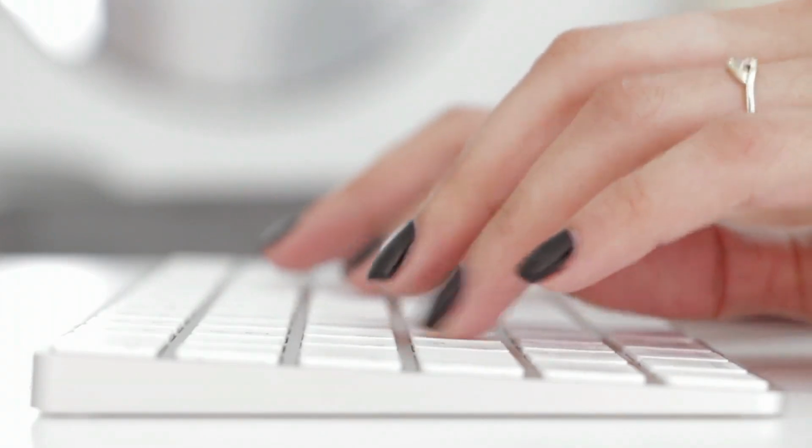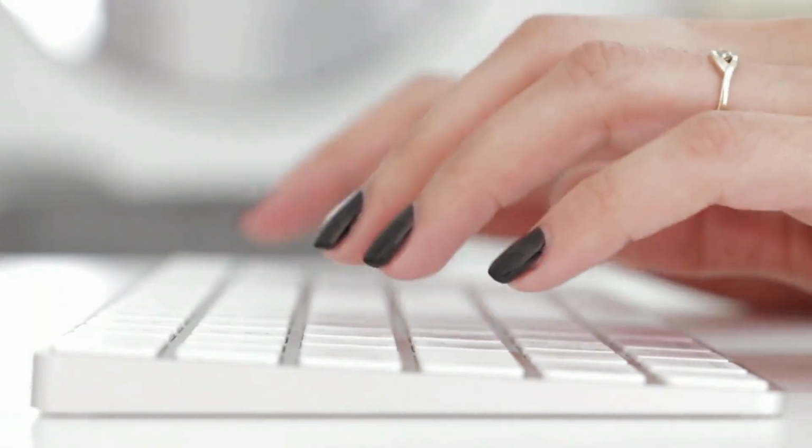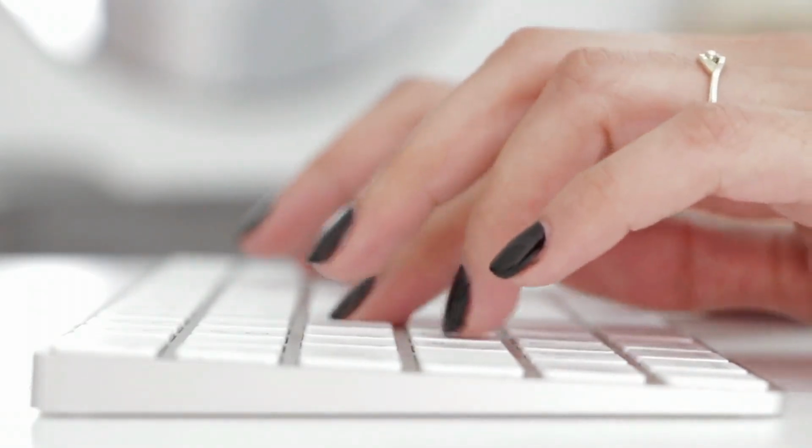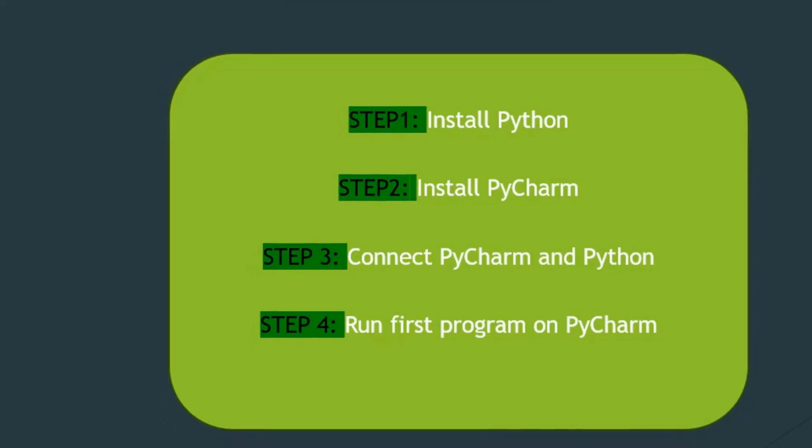Let's get started. Step 1 is to install Python, which is essential to run code in Python. After installing Python, we will move on to installing PyCharm itself, which is our main code editor. Once both are installed, in step 3, we will connect Python with PyCharm to ensure they work seamlessly together. Finally, we will run our first program on PyCharm to make sure everything is set up perfectly.